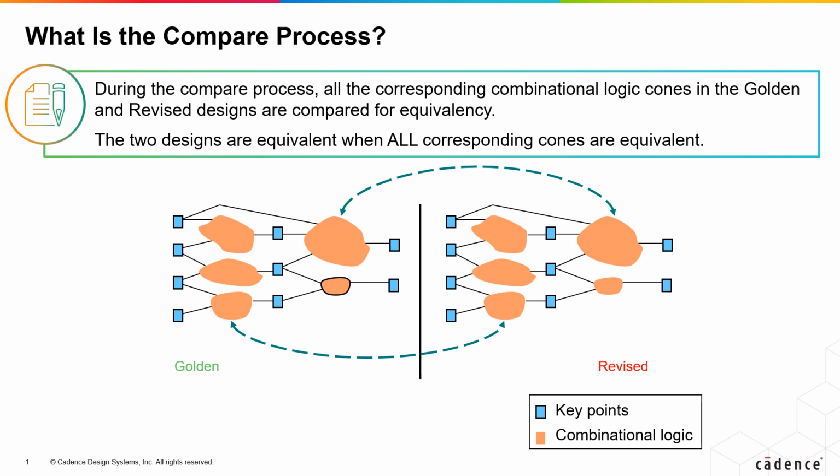Then each of those logic cones must successfully compare in order for that flop to be considered as compared and equivalent. For the black box, each input pin is a logic cone. In order for the golden and revised black box pair to be equivalent, all the corresponding input pins must be equivalent. If each of the compare points and key points are successfully paired during mapping, then we can compare each of these logic cones. The two designs are considered equivalent when all the corresponding logic cones are equivalent.